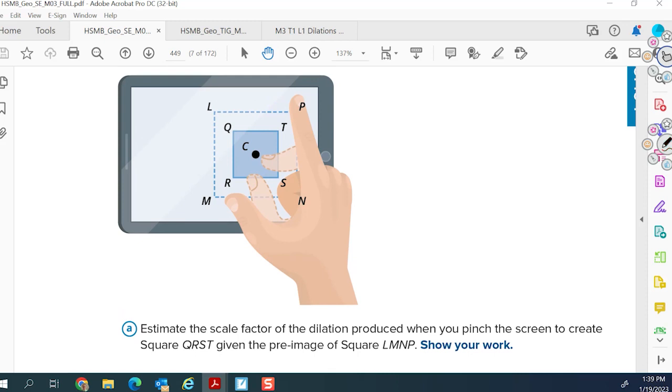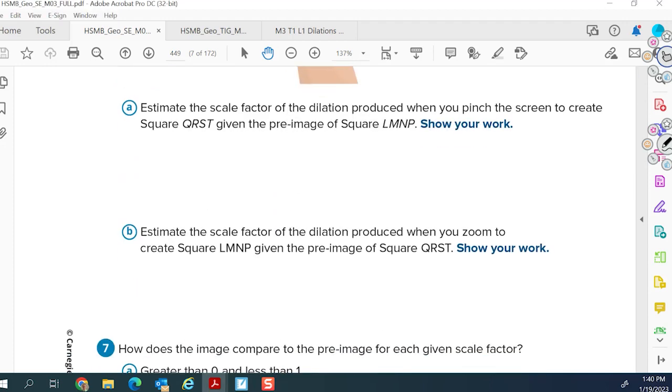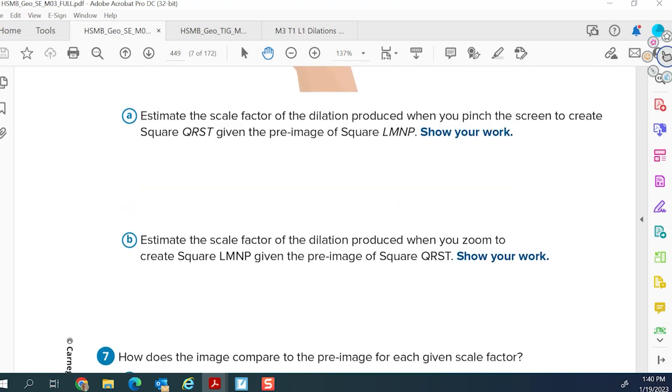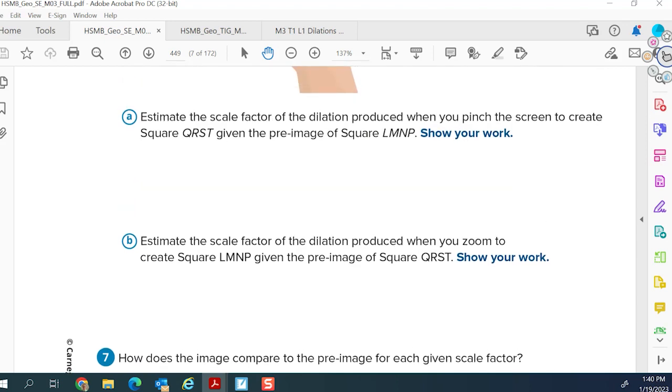You can use the sides, you can use the top, you can use like this length divided by this length, or like this length over this length. I guess that's kind of hard because you can't really see where N is, but you get the idea. Any length in the image divided by that corresponding length in the pre-image. And also do B, where you're estimating the scale factor for creating square LMNP, the big one, given the pre-image of the small one. So work on A and B. You can pause the video.